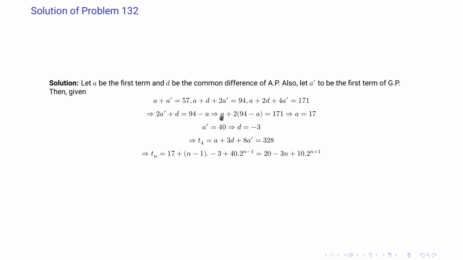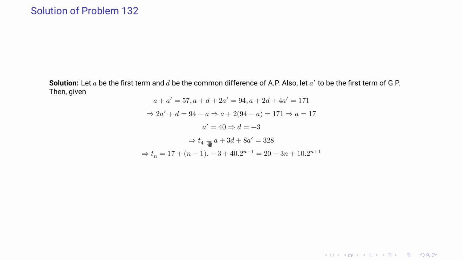Once we have A is equal to 17, we can get A prime from this relationship, that is A prime is equal to 40. Once we have A prime is equal to 40, we can substitute in this one. We get D is equal to 3 minus... we have 94 minus 40, that is 54, and 94 minus 17, that is 77, and then 2A prime is 80. So 77 minus 80 is minus 3.